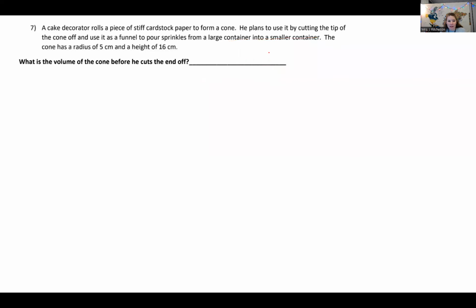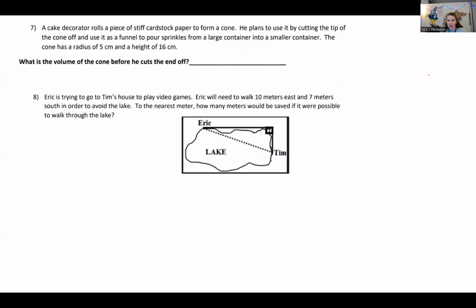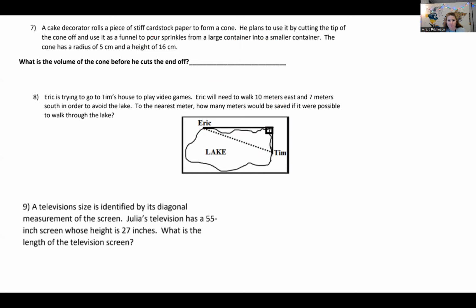All right, next we have Eric is trying to go to Tim's house to play video games. Eric will walk 10 miles east. I don't know why it's not writing. There we go. And then he's going to walk 7 meters south.